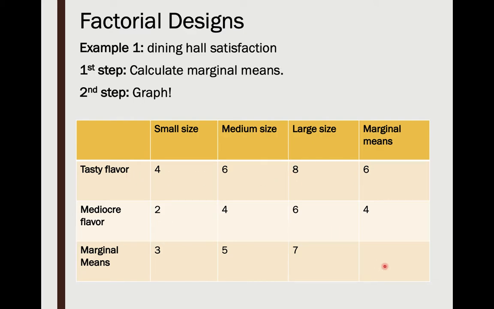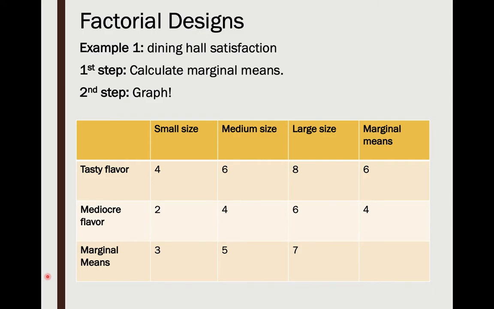Step 1, calculate the marginal means. We already have that done. So we see that tasty, regardless of size, has an average of a 6 on the rating scale, and mediocre, regardless of size, has an average rating of 4. And then we have 3, 5, and 7 for the size marginal means.